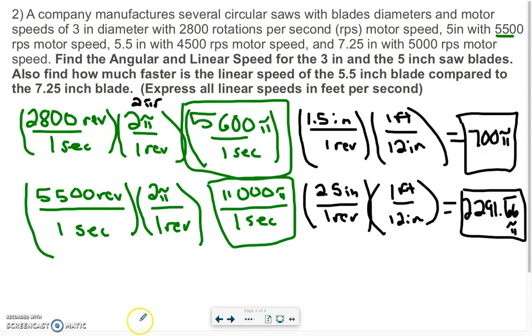Right there, I'm going to cut off the video just because I'm running out of time. So that's answering finding the angular and linear speed for the 3-inch and the 5-inch blade. In terms of finding out how much faster than the 5-inch, you go through the same process with the 5-inch blade compared to the 7. We're going to eliminate the 2 pi angular speed and take the revolutions per second. For example, the 5-inch, you're going to take the 4,500. Actually, I'll just start the next video with that one. So we'll just stop right there.